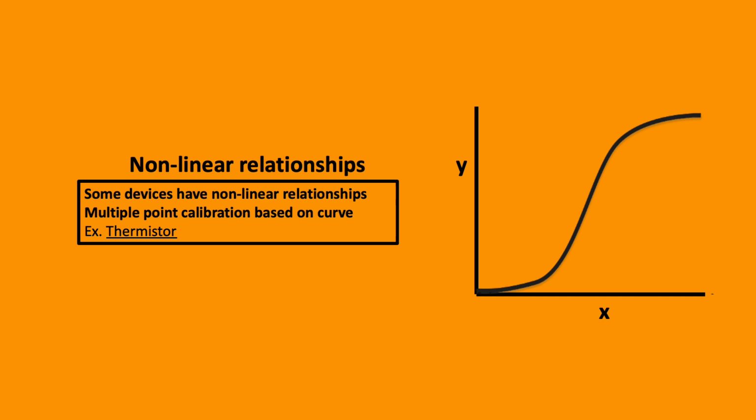Not all relationships are linear. Unlike linear relationships, non-linear relationships are not straight lines and therefore require multiple point calibrations. An example is a thermistor.